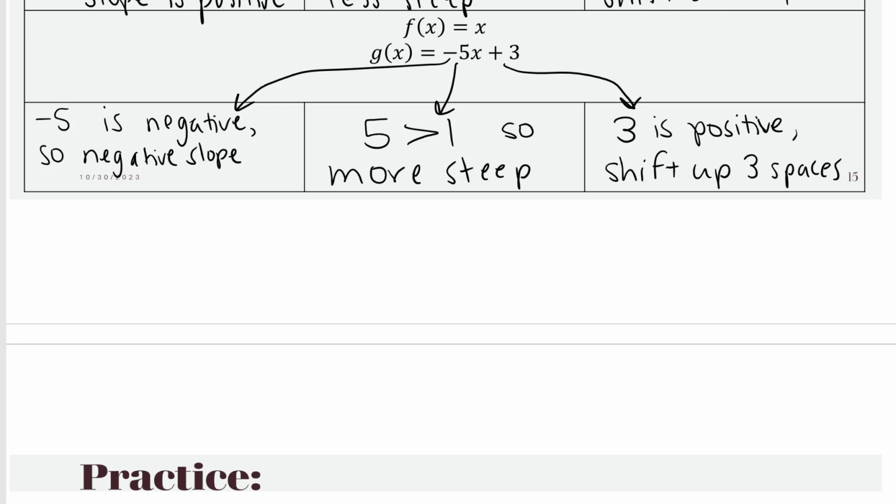So la respuesta es, porque el número enfrente es negativo, significa slope es negativo. Porque 5 es mayor que 1, significa la gráfica es más inclinado. Y +3 significa mover la gráfica 3 espacios arriba, porque 3 es positivo.